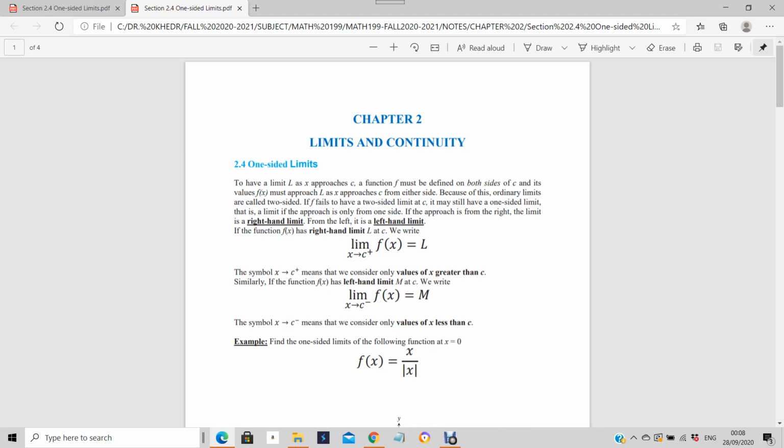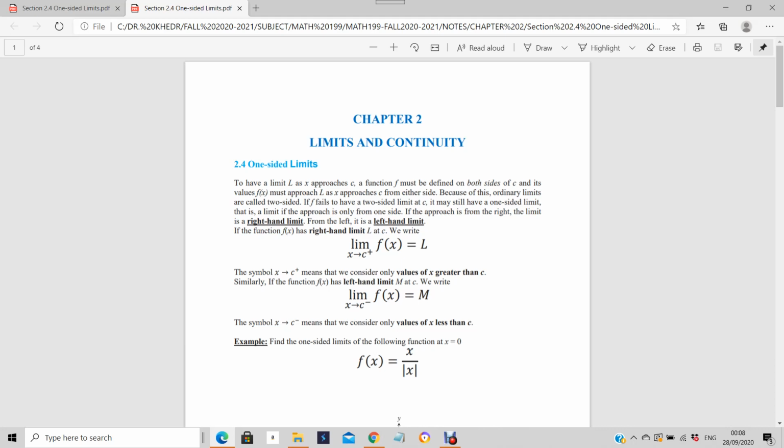If the function f of x has left-hand limit m at C, we write lim f of x as x goes to C from the left side equals m. So the left side here is indicated by the negative sign. So the plus and minus signs indicate the side of approaching C, whether from right or from left.